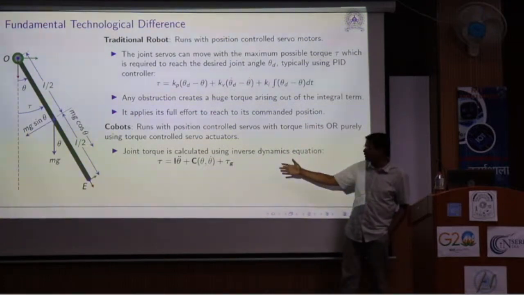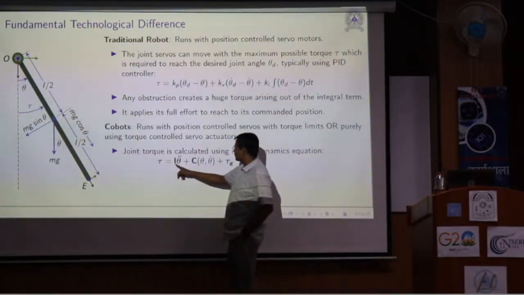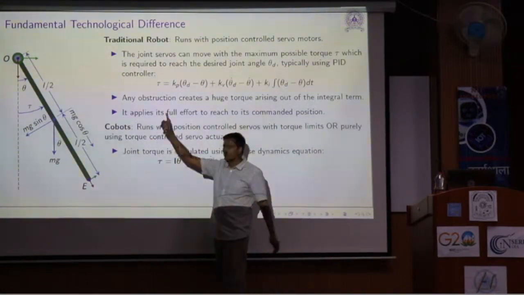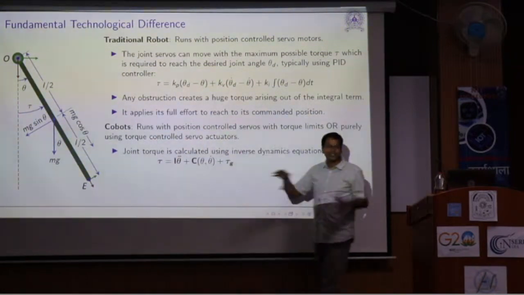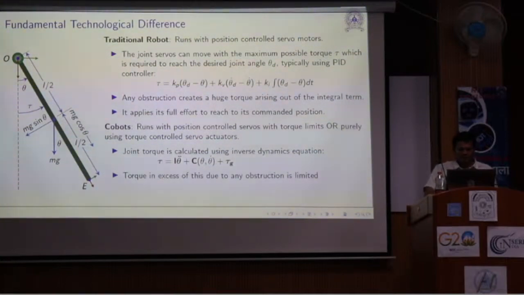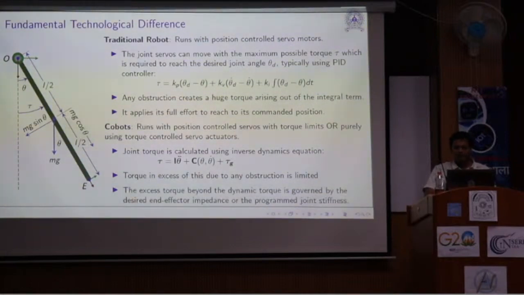And this is the matrix. This is gain matrices. You have set of torque for all the joints. It looks simple, but it is actually a dynamic equation of motion of a robot, written in a very compact, easy way. Right? Okay, so this is how cobot works. So torque in excess due to any obstruction is limited, and beyond that it will simply be stopped. So this is a fundamental difference between a cobot and a robot.